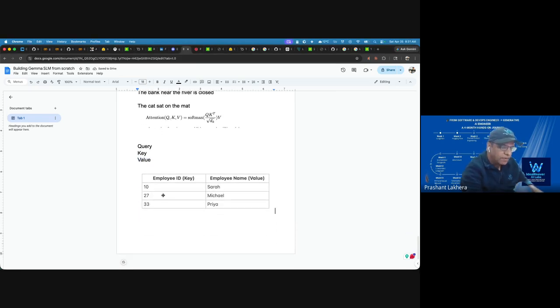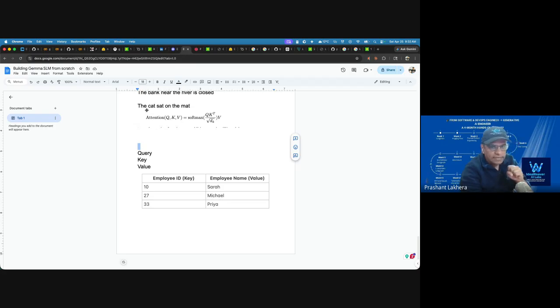So here in this case, if I'm asking, what is the name of the employee ID number 27? The question that I'm asking is the query. Key is what exactly it can offer. Like here the key is 10, 27, 33. And the value, if I'm asking about the employee ID 27, the value is Michael. So this is the whole idea of query, key, and value: what we are asking, what it is offering, and what is the final output. And they have formulated this in the form of this formula.